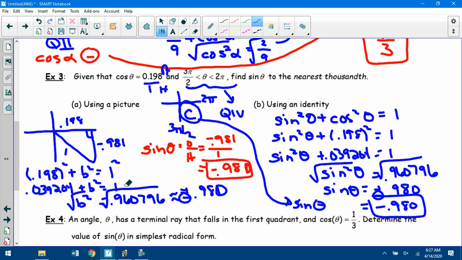So you can see why the Pythagorean theorem is closely related here. It's basically the same equation if I look here and you look here. The advantage to the picture is you can look at the picture to figure out if sides should be positive or negative. The advantage to identity is you don't have to draw the picture, so maybe a little bit quicker, but you have to know what quadrant you're in and what your trig function in that quadrant should be, positive or negative.